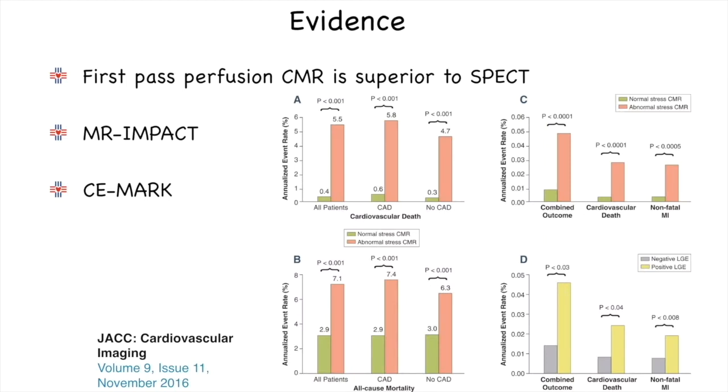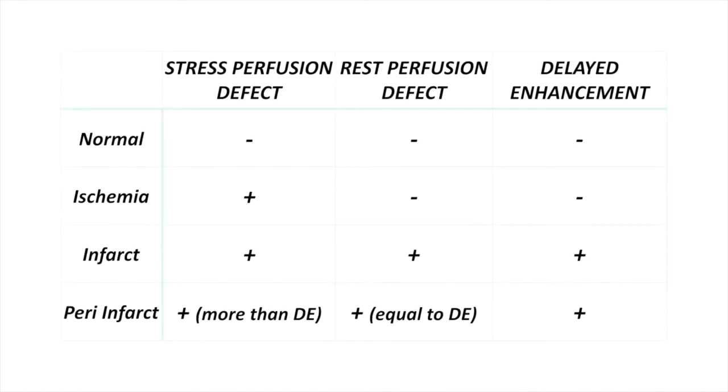Cardiac MR is far superior to SPECT, with multiple large multicenter trials such as MR-IMPACT and the CE-MARC study showing that stress MR imaging is superior to SPECT, and it has significant prognostic value on top of SPECT imaging. Let us summarize what we mean in terms of inducible ischemia.